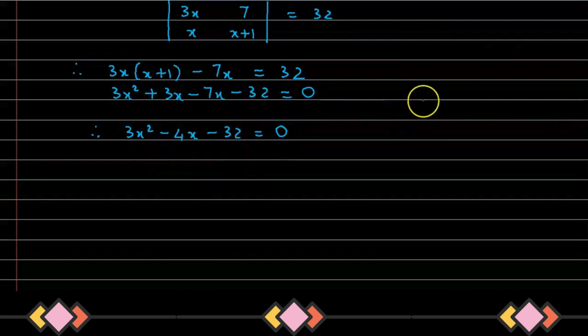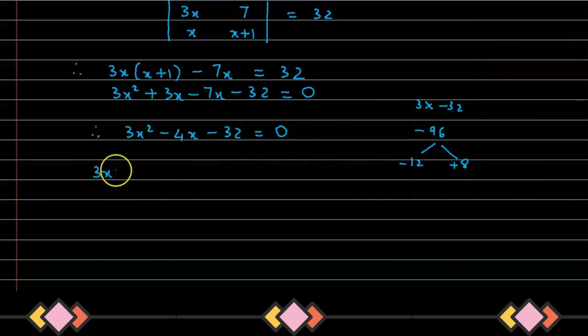Now let us factorize. 3 into minus 32, ये हो जाता है minus 96, और मिडिल टर्म में हमें minus 4 चाहिए. Now 12 into 8 is 96, तो minus 12 होगा and plus 8. So we split the middle term. Okay, so we have 3x square minus 12x plus 8x minus 32 is equal to 0.